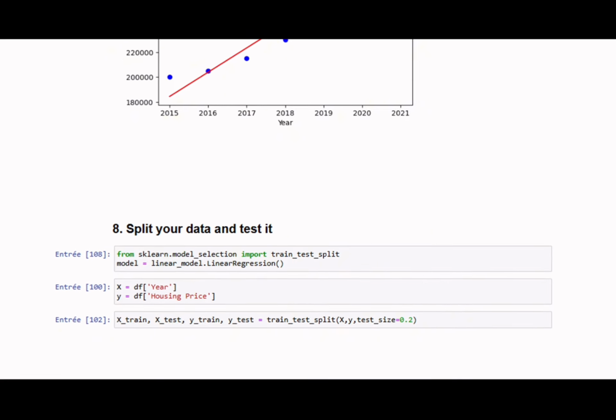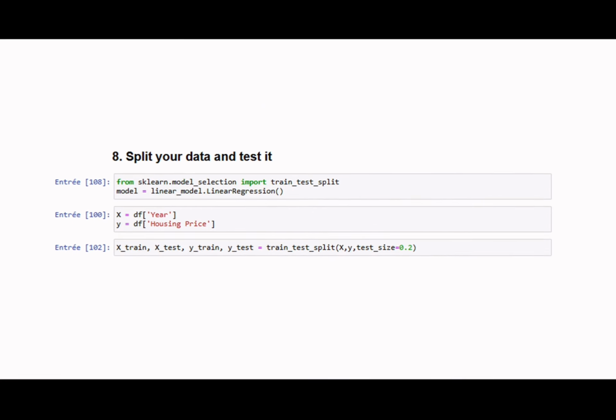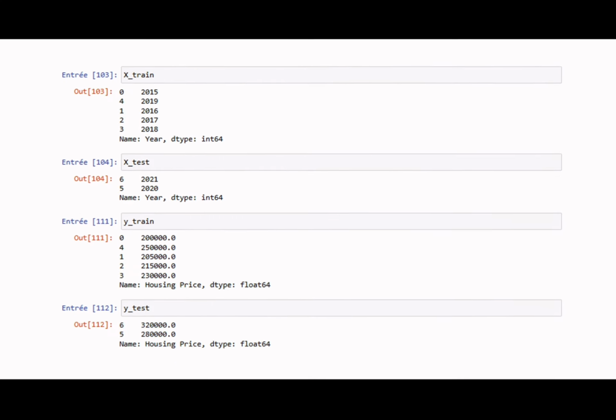Step 7. Splitting the dataset. To properly evaluate our model, we split our dataset into training and testing sets, using train test split from Scikit-learn. Training set 80% used to train the model. Testing set 20% of our dataset used to evaluate the model's performance. By splitting the data, we can measure how well the model generalizes to new data.